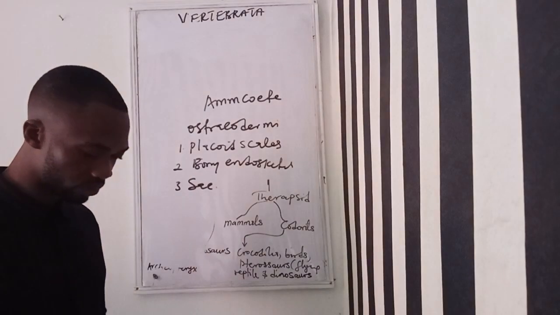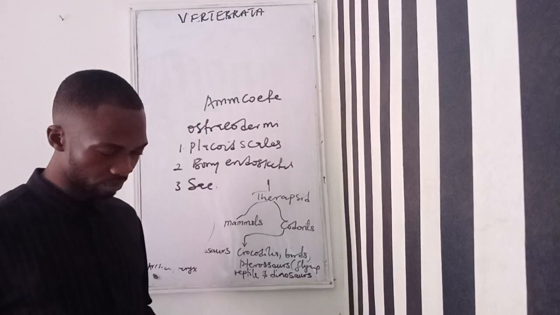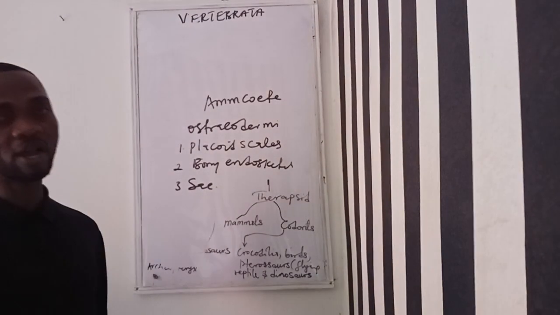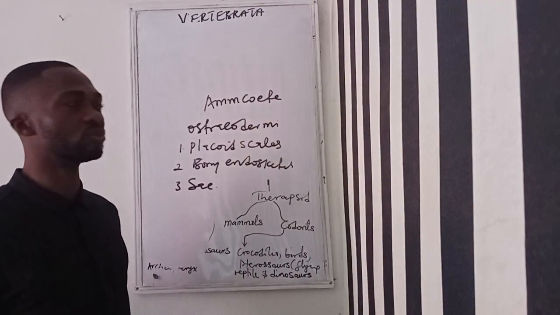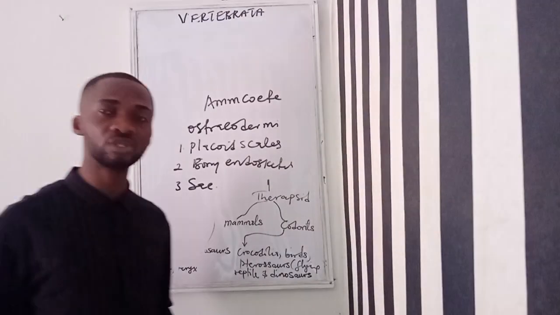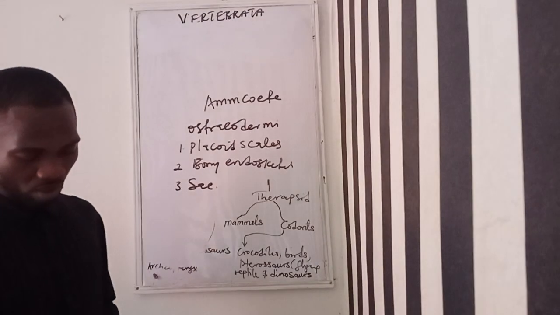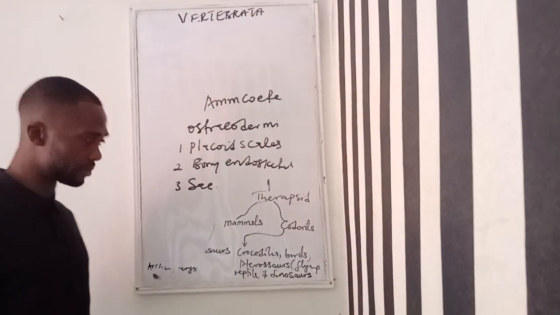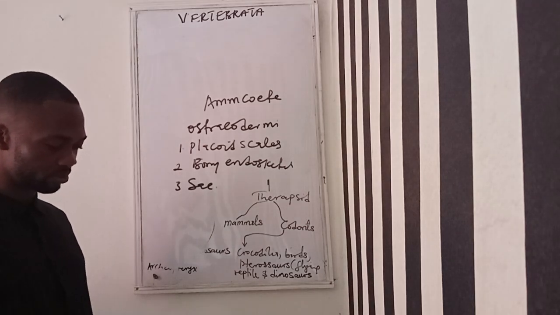Then Osteichthyes, fast forward to Osteichthyes. This group of fishes, the cartilage is only embryonic. The notochord only persists during the embryonic stages. As they mature into adults, the notochord transforms into the vertebral column. But their scales are made up of bony scales.